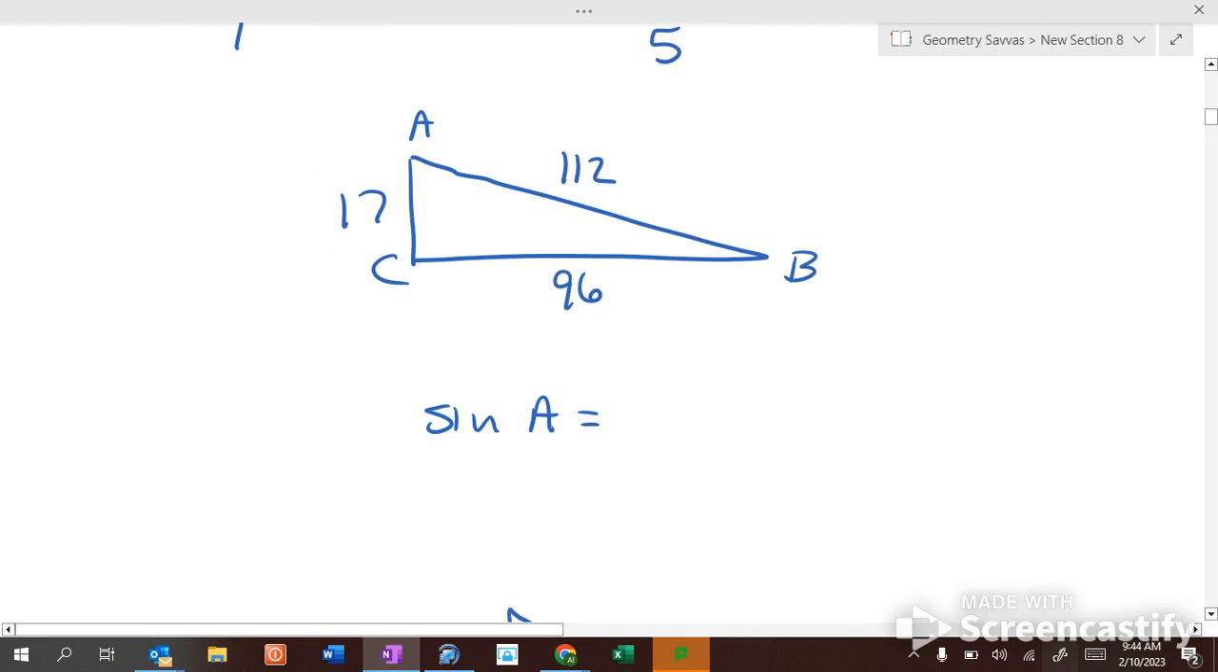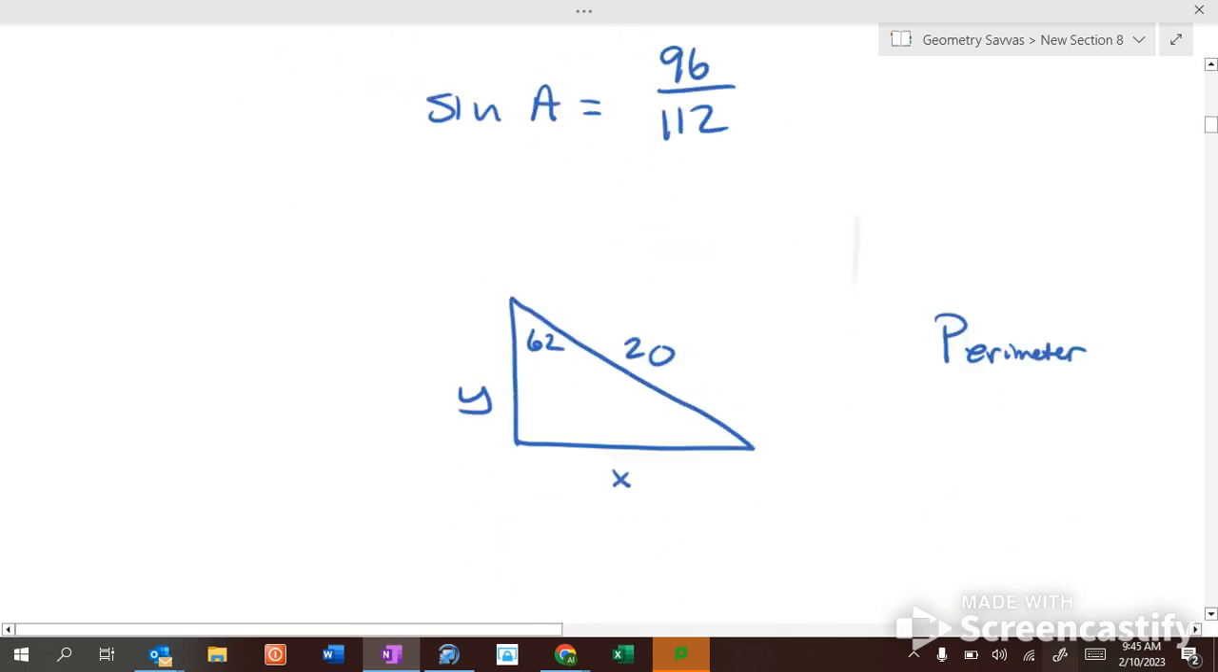Okay, for the sine of A, this is a multiple choice problem. I don't even reduce the fractions. Just write down the fraction, what the sine of A is. A is what over what? Opposite over hypotenuse. What's the opposite of A? 96. The hypotenuse? 112. Opposite, hypotenuse, and adjacent. Okay, it's opposite over hypotenuse. So it's 96 over 112. That's all you have to do on that one.